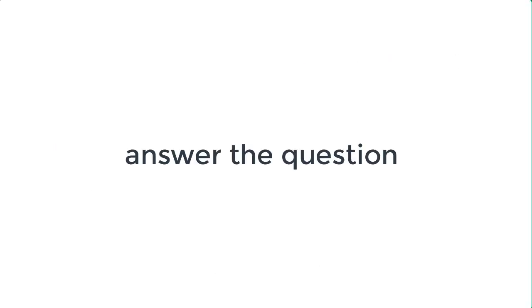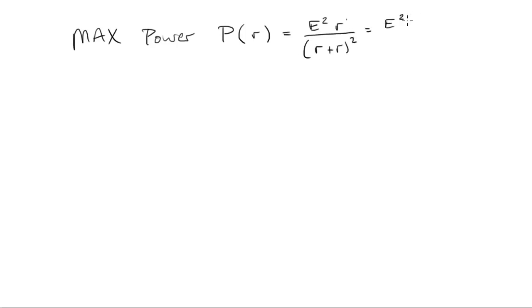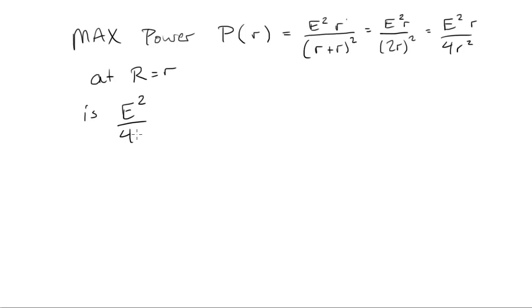Now we got to answer our question for the maximum power. So our maximum power, when I plug it in, E squared R over (R plus r) squared. And then just compute. So our maximum power is at R equals little r, and it is E squared over 4 little r watts, when capital R is the same resistance as the internal resistance.